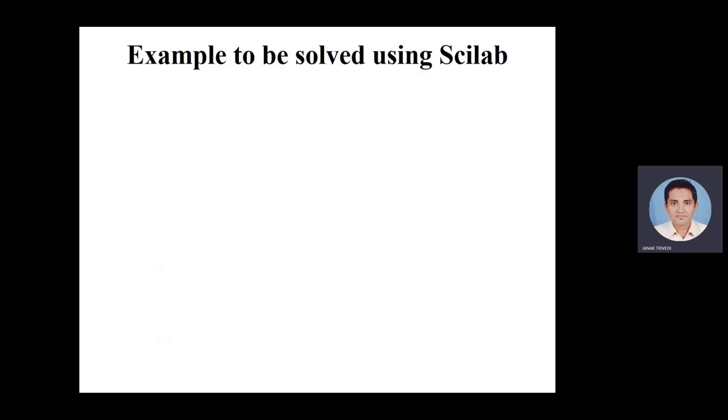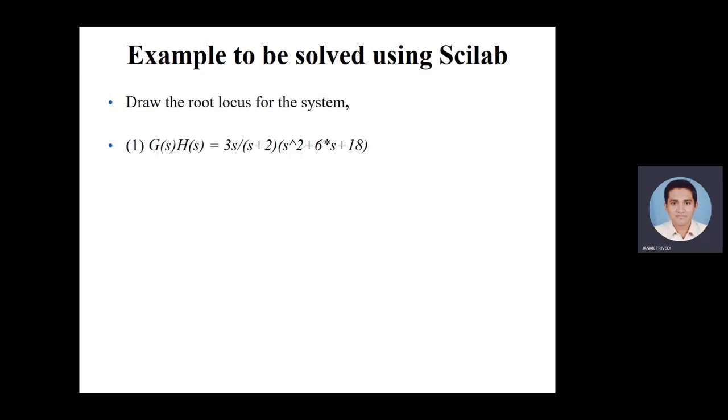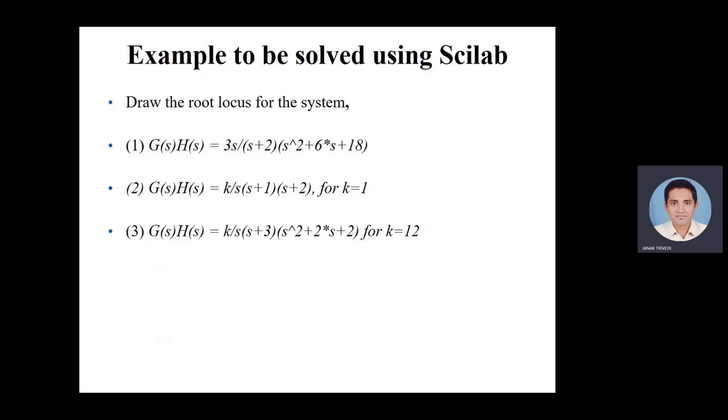Now the main task is an example to be solved using Scilab. Draw the root locus for the system. First, G of s H of s equal to 3s divided by s plus 2, s square plus 6s plus 18. Second, G of s H of s is equal to K by s, s plus 1, s plus 2, for K equal to 1. And third, G of s H of s is equal to K divided by s, s plus 3, s square plus 2s plus 2, for K equal to 12. All these three examples are from the presentation that we discussed earlier, so we have to solve them with the help of Scilab.